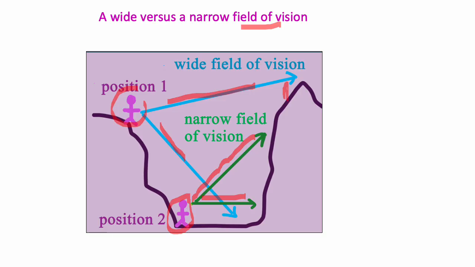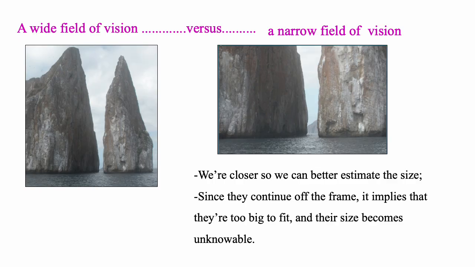When I was on a boat ride in the Galapagos, these rocks didn't seem very big, but when we got closer, I realized that they were enormous. And why do these look so big? Because we're close to them, so we have a better understanding of how big they are relative to us. And also, we don't see the top, so we don't really know how tall they are.